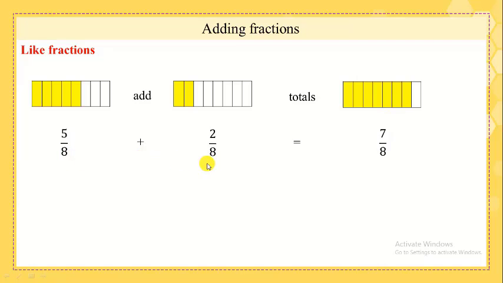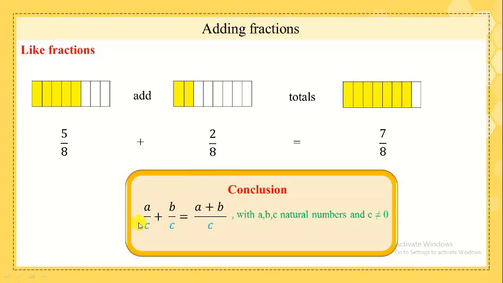Now you can see the denominators are the same. So we keep the denominator and we only use addition for the numerators. 5 plus 2 is equal to 7. 7 over 8 is called the sum of these two fractions. In conclusion, a over c plus b over c is equal to a plus b over c, with a, b, c natural numbers and c different from 0. Remember, don't add the denominators. We just use the same denominator in the answer.